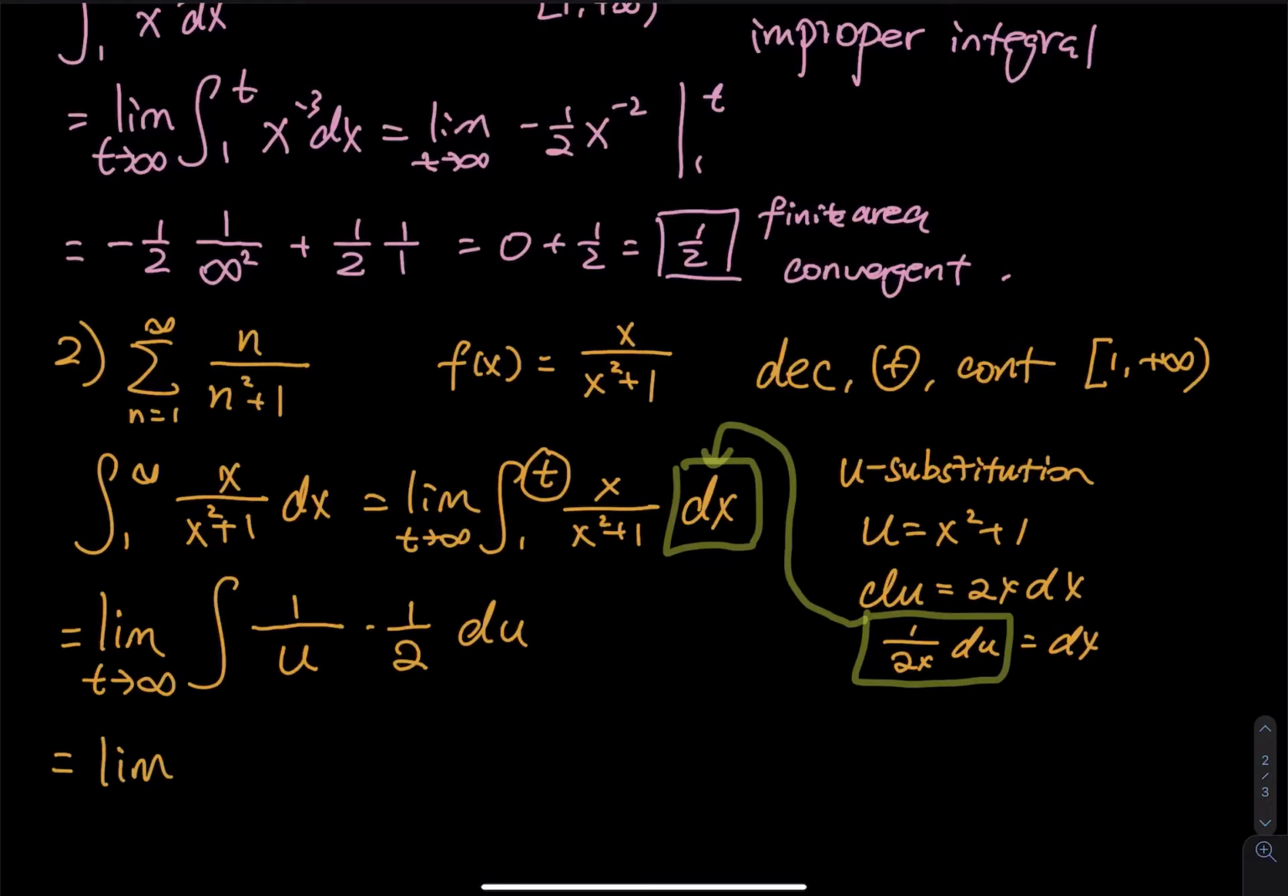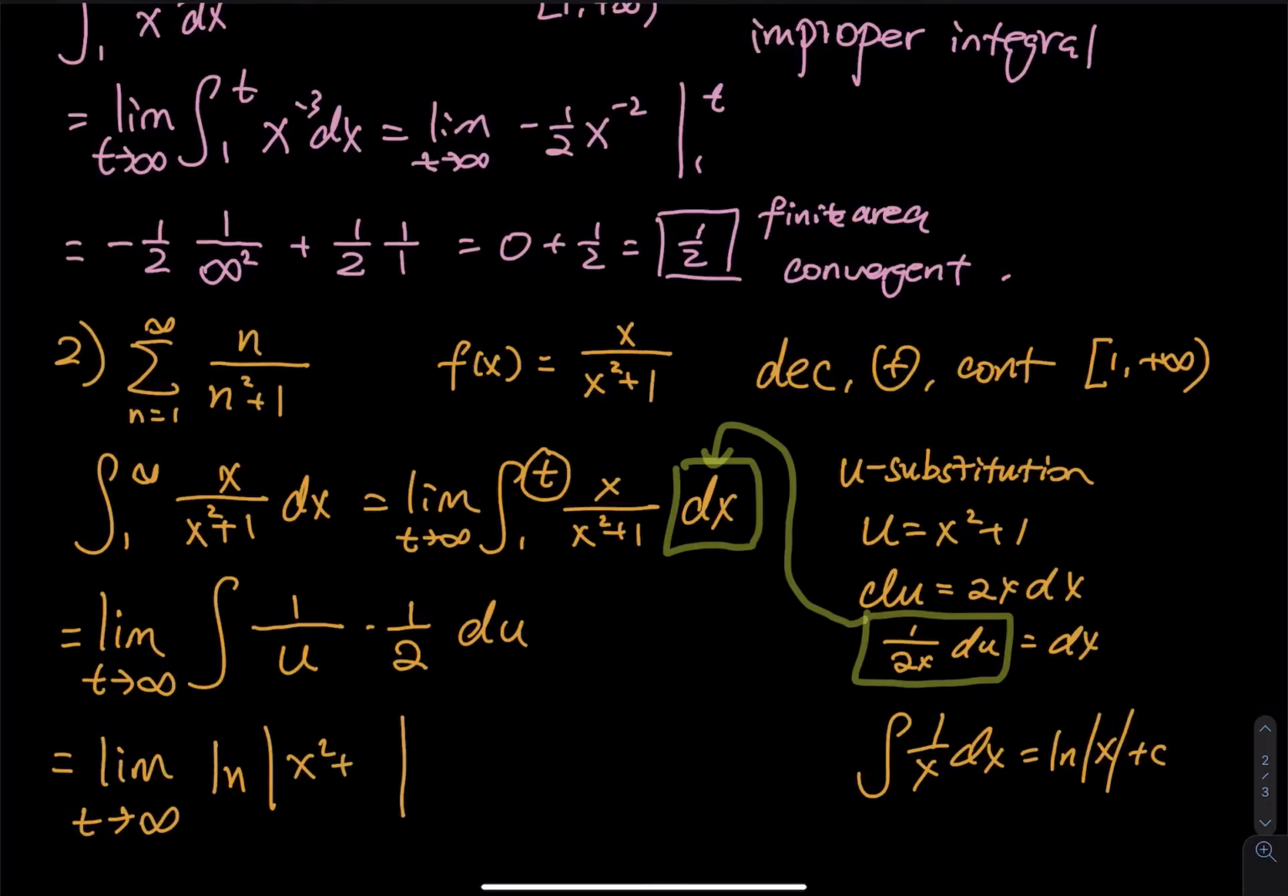Limit as t approaches infinity, and then the integral of 1 divided by u du. What is this? Is this a power rule? No, that is not. This is ln absolute value of u. So we have ln absolute value of u. So what is u? u is x squared plus 1, right?